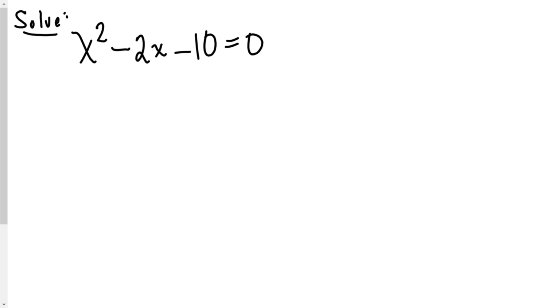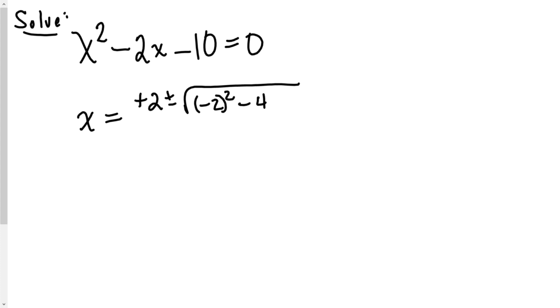We want to solve this quadratic equation and we want exact answers. Since it doesn't factor, we want to use the quadratic formula. So we will start with x equals the opposite of b, so that'll be a positive 2 plus or minus the square root of the b squared, so notice I put negative 2 in parentheses squared, minus 4 times a, which is 1, times c, negative 10. And then we're going to divide all of that by 2 times a.